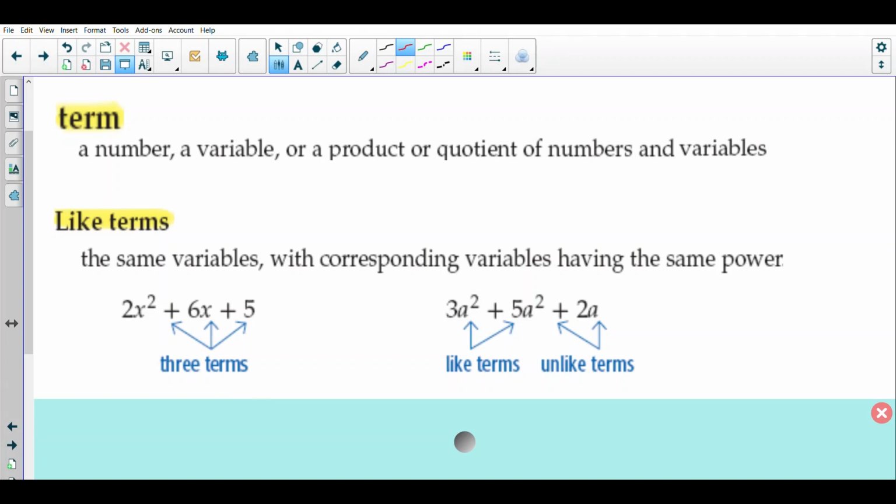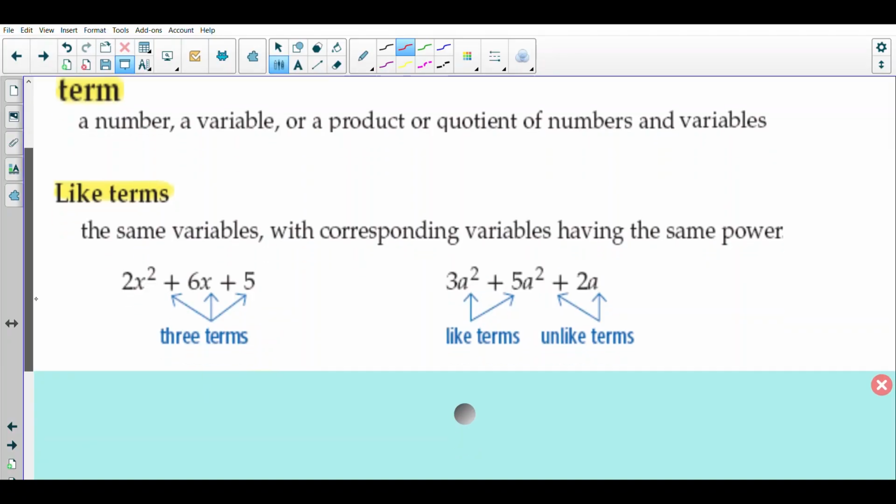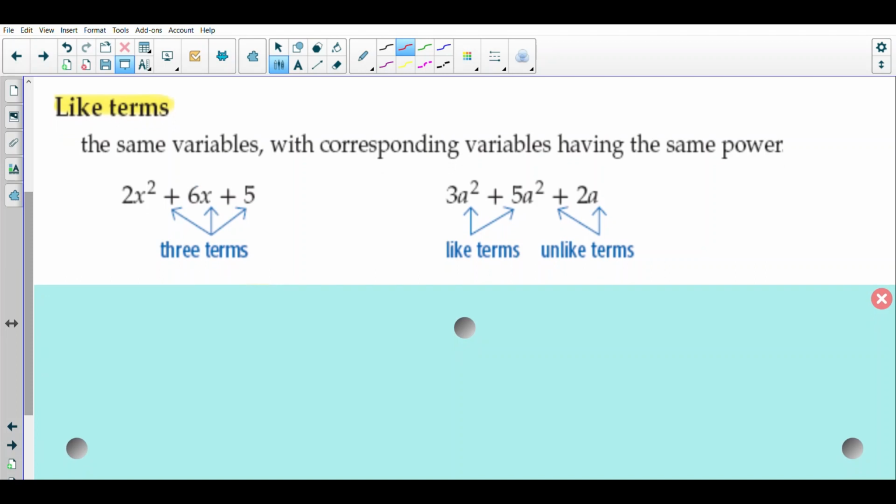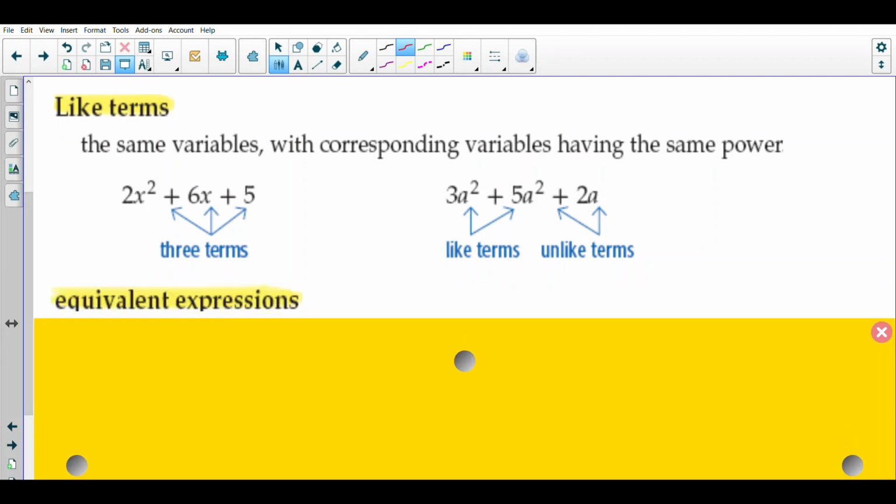And then the next part, 3a squared plus 5a squared plus 2a. Notice 3a squared and 5a squared both have an a squared. That makes them like terms. And 2a doesn't have a square on the a, so it's not like the other ones. So it's not a like term. Okay? We are leading to this because we can combine like terms.